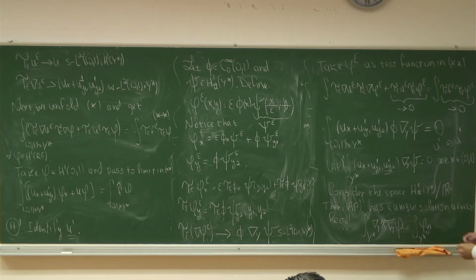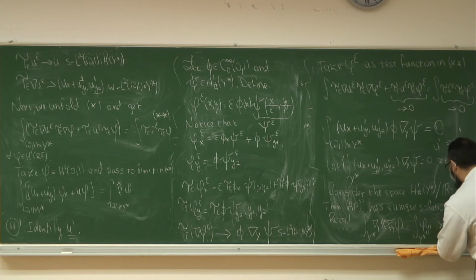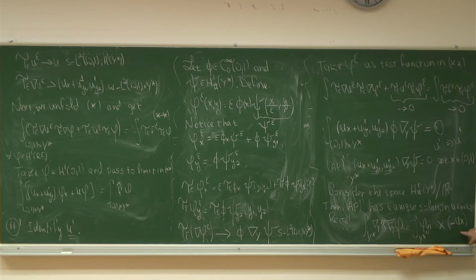So compare this with this. Notice that if we multiply this by minus ux, so we can, because this just depends on x, okay? This doesn't depend on the variables that are in the problem. If we multiply this by ux, then what happens?